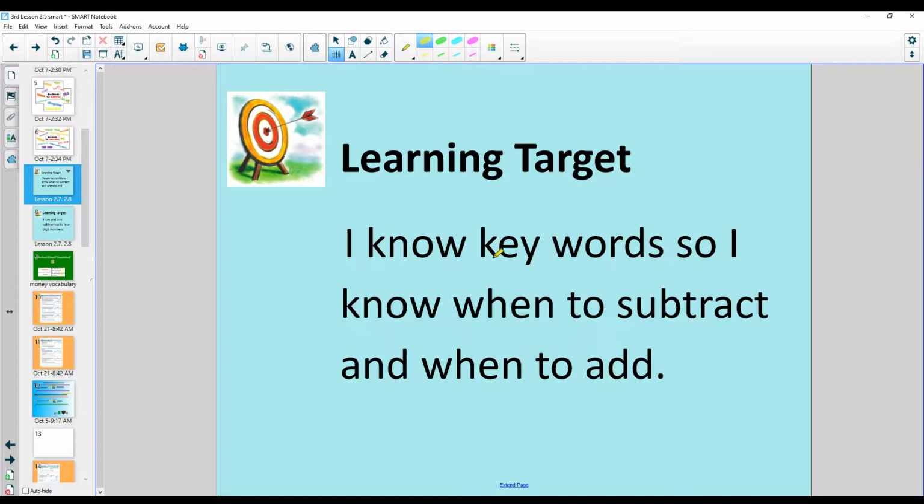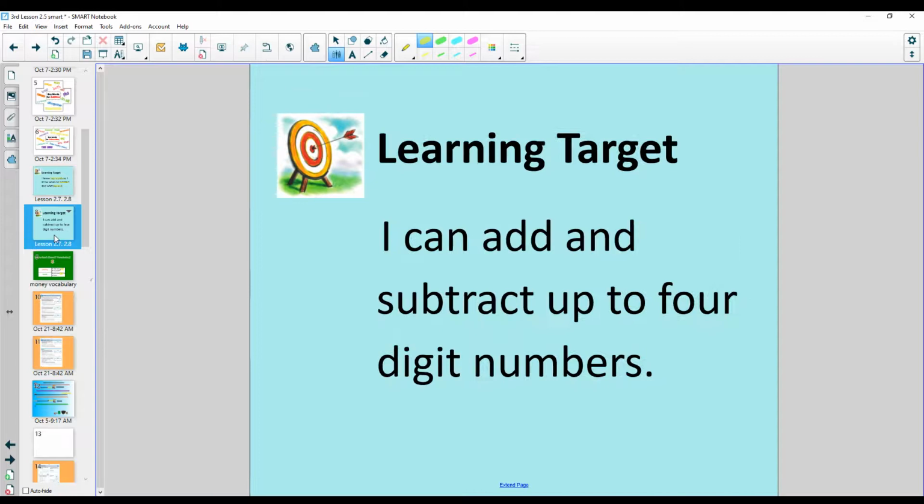Woohoo! Get excited. Our learning targets are: I know key words, so I know when to subtract or when to add. That's very important, figuring out problems. And the other thing is, once I figure out whether I'm going to add or subtract, I can add and subtract up to 4-digit numbers correctly, so I can get the answer.